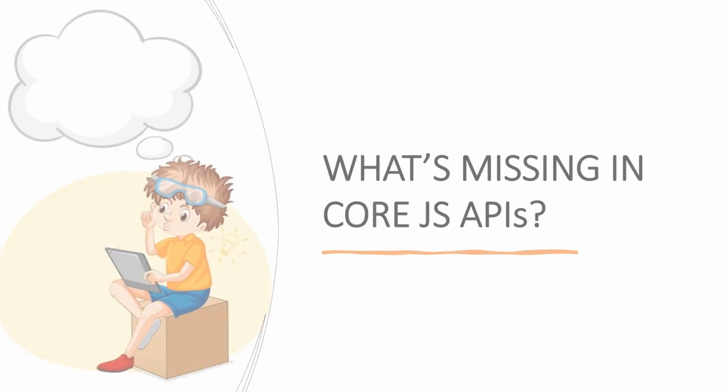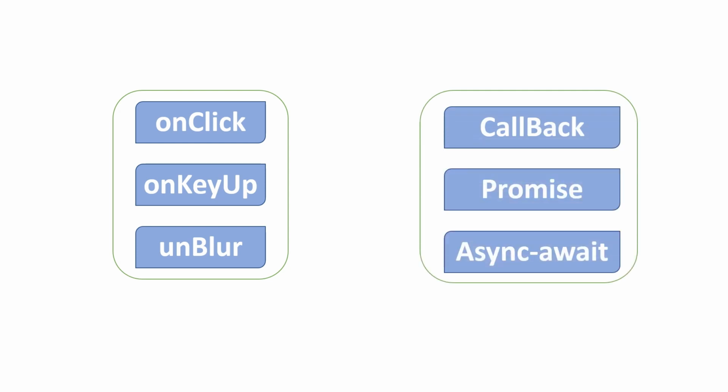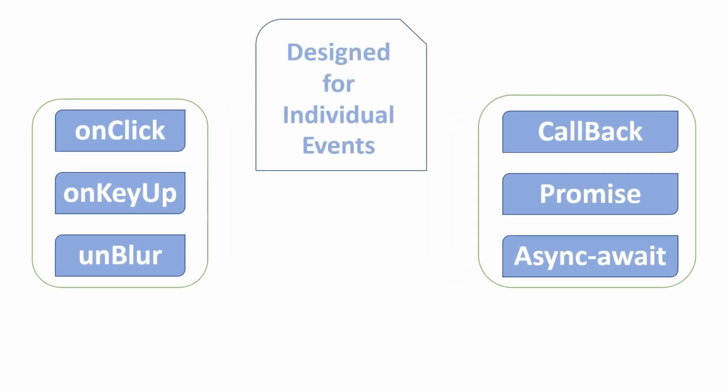Let's start with what's missing in the core JavaScript APIs. Well, in JavaScript, we do have event handlers like onClick, onKeyUp, onKeyDown, and so on. These event handlers let us know when an event arrives so that we can take the appropriate action. Similarly, we have callbacks, promises, and async await for handling asynchronous calls. These APIs let us know when an external call has responded. These are all designed for handling individual events or individual async calls.